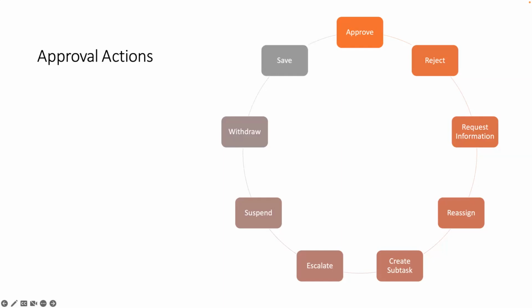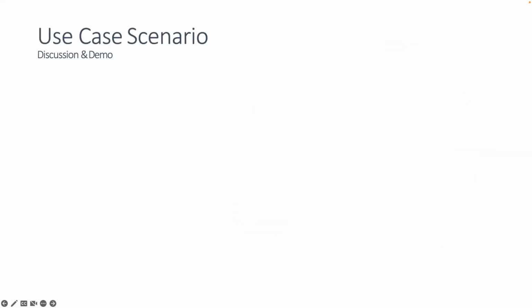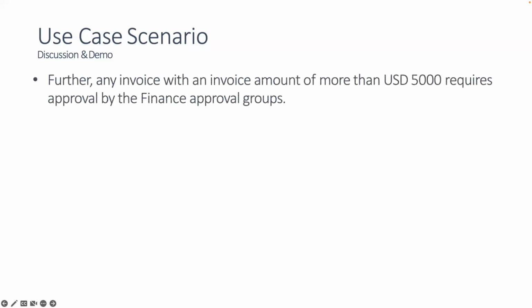So that's just an example. I just want to go through one use case, and then we go through a demo. So we can say this is an example: any invoice with an invoice amount of more than $500 requires approval by the finance approval group.